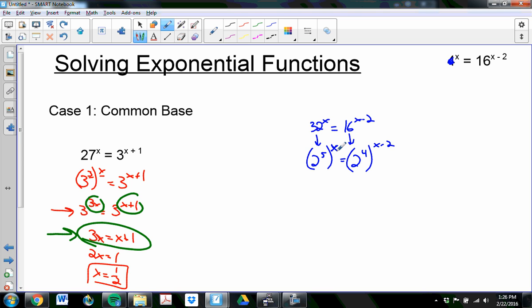Well, they multiply the powers, I'll get 2 to the 5x equals 2 to the 4x minus 8. I have to distribute that 4 to the x minus 2. So really 5x must equal 4x minus 8. So x equals negative 8 if I subtract the 4x from both sides. Solving the common base is pretty straightforward.